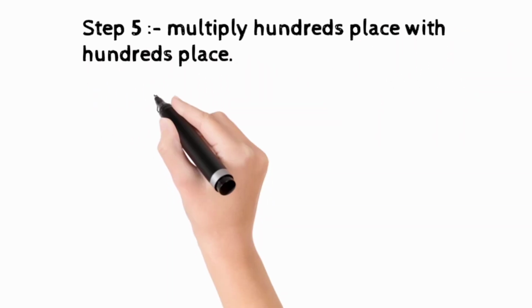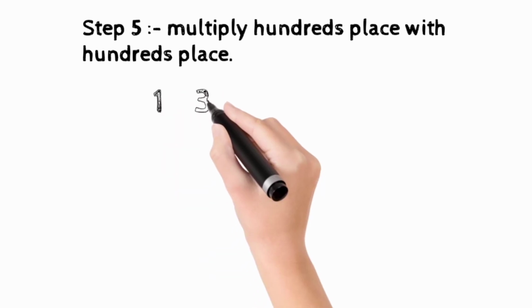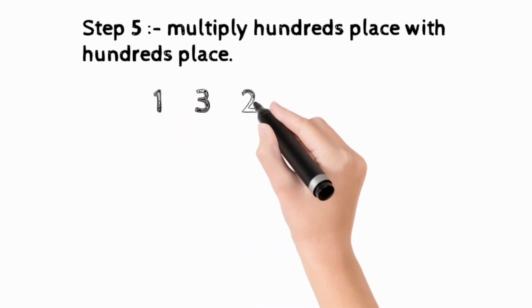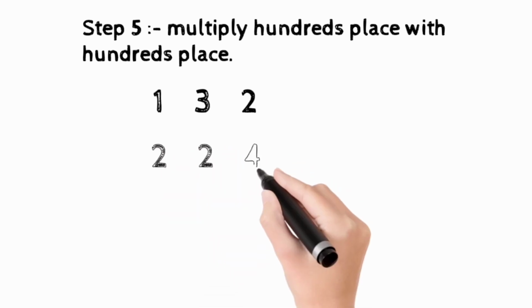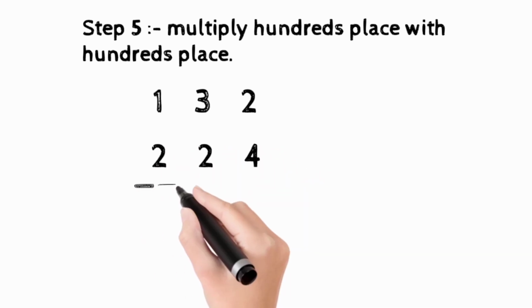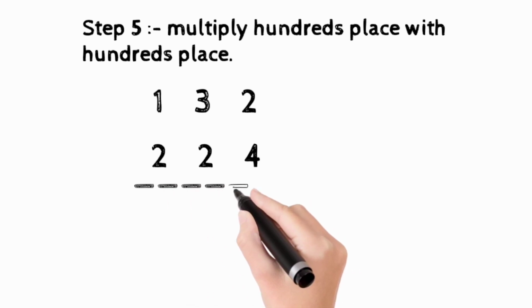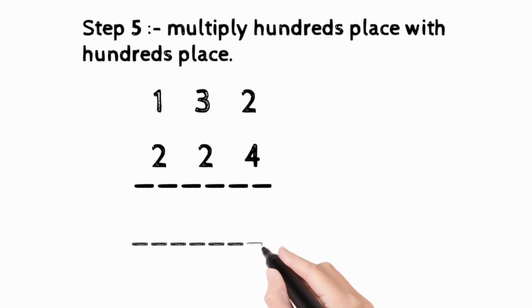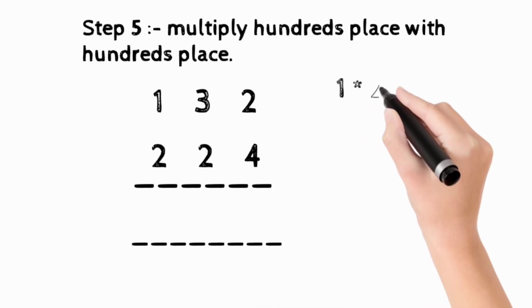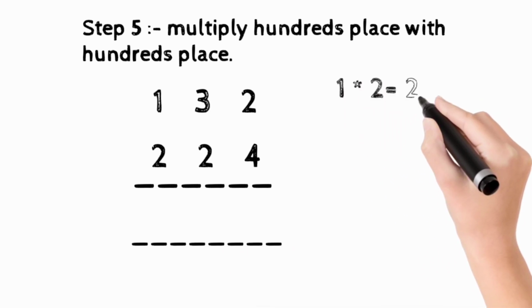The last step is to multiply hundreds place with hundreds place. It is also the case of 2 digit with 2 digit, in which we will multiply tens place with tens place. The case is similar here. Here there are 3 digits. So the last step is to multiply hundreds place with hundreds place. Here the hundreds place digits are 1 and 2. So you have to multiply 1 with 2. That is 2.